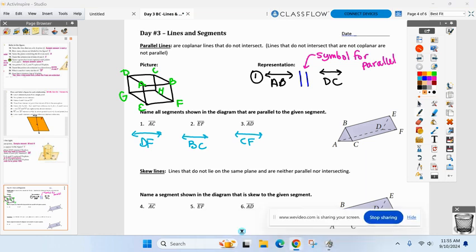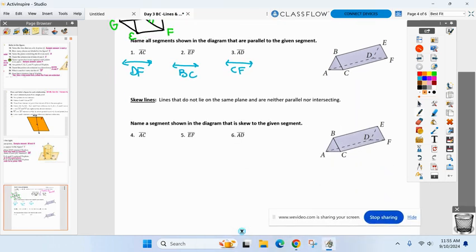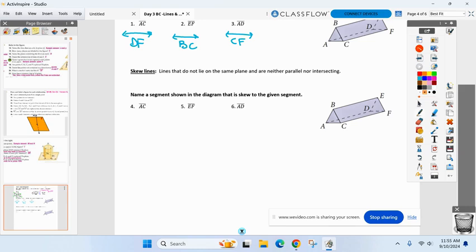Okay, skew lines. Because the definition doesn't make too much sense. Let's take a look. There's three things that have to happen to have skew lines, and I'm going to show you visually in a second. Number 1, they can't be on the same plane. You don't have to write this, but I'm going to put a number 1 right there. They cannot be on the same plane. Number 2, they cannot be parallel.